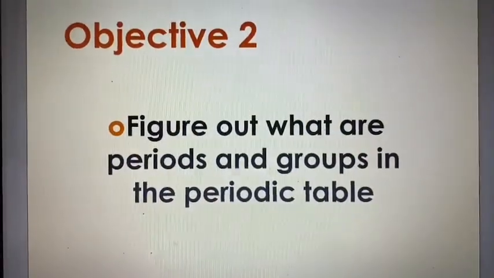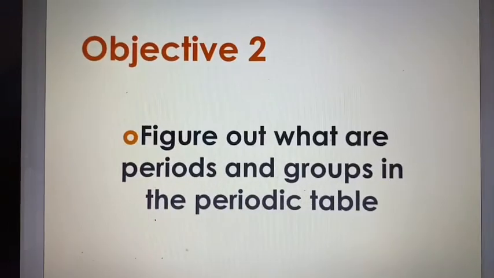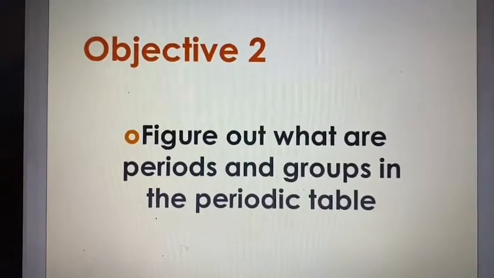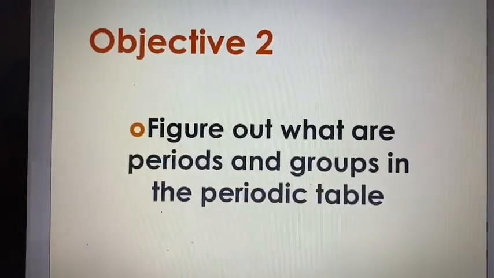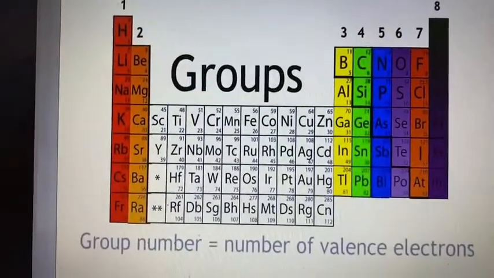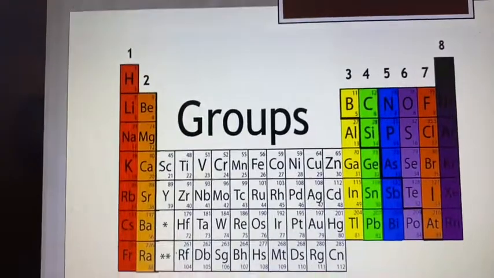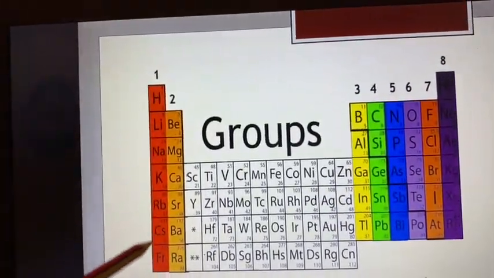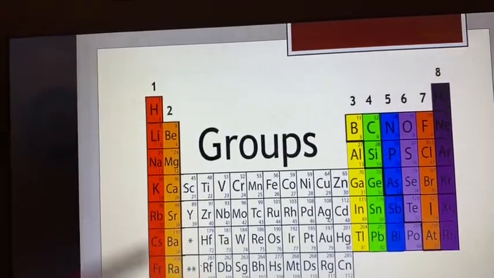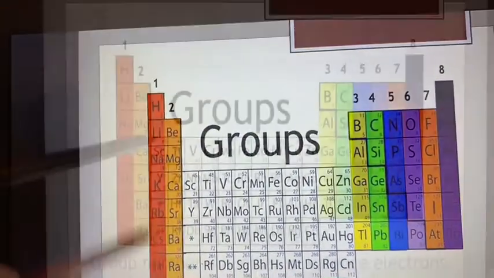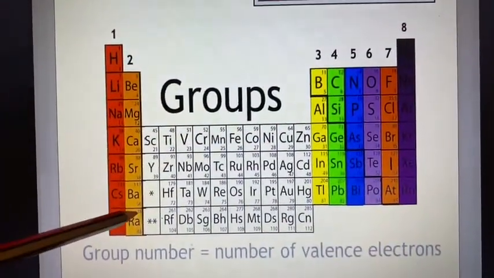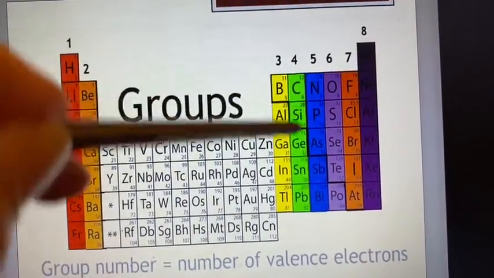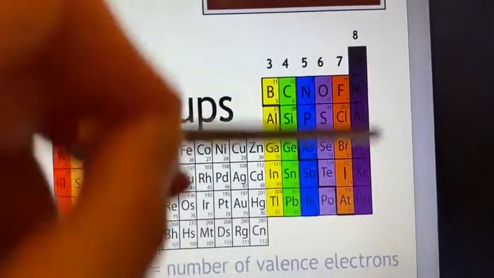Today, we will complete our objective, which is number 2, and figure out what periods and groups in the periodic table are. We will find out exactly how they are made. First, there are 8 groups in the periodic table. Now, a group is a column. So this is column number 1, column number 2, or group 1 and group 2. Then it will split, and then you will jump to group number 3, 4, 5, 6, 7, and 8.